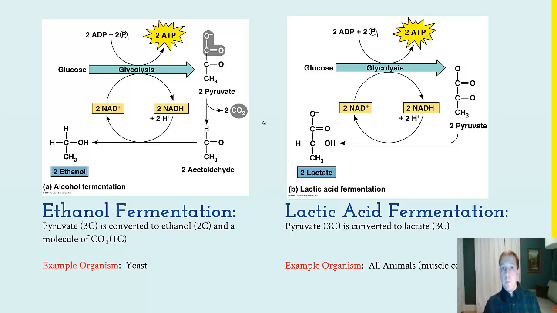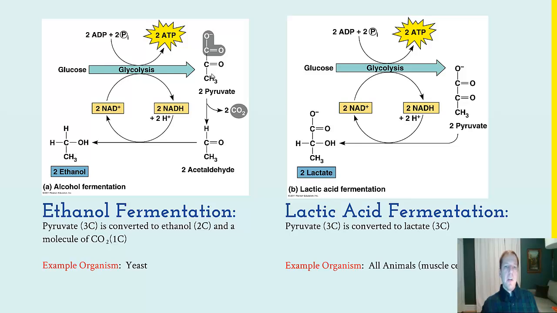There are 2 forms of fermentation that you need to be aware of. One of those is ethanol fermentation, and this is the process that happens in yeast and many types of bacteria. In this process, we start with pyruvate, which is produced as a result of glycolysis. Those pyruvate are going to be converted into ethanol.